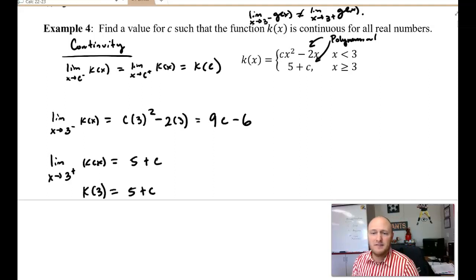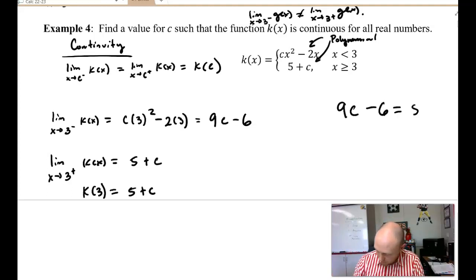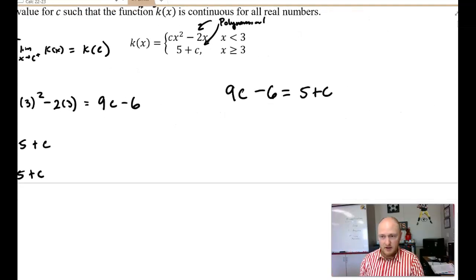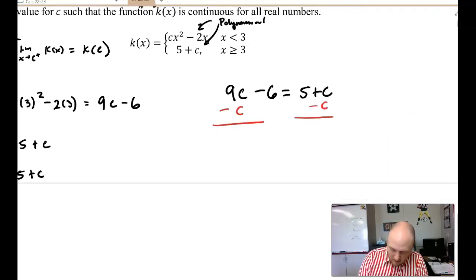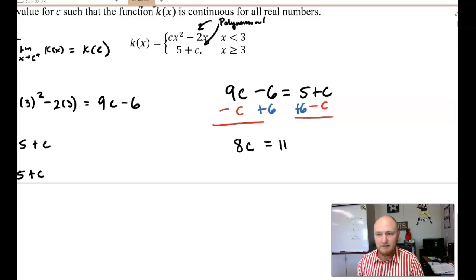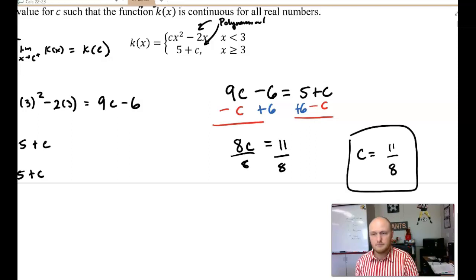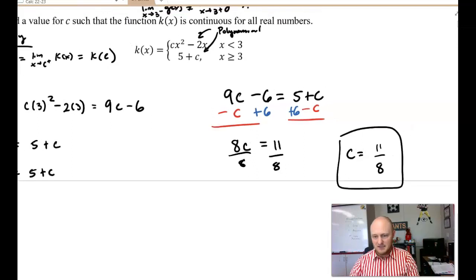Okay, so how do I find c? Well, if it's continuous, the limit from the left is going to be equal to the limit from the right. I'm just going to take 9c minus 6 and set it equal to 5 plus c. And then we'll combine like terms. Take away a c, add a 6, and we get 8c is equal to 11. Divide by 8. C is equal to 11 over 8. Done. That's it.